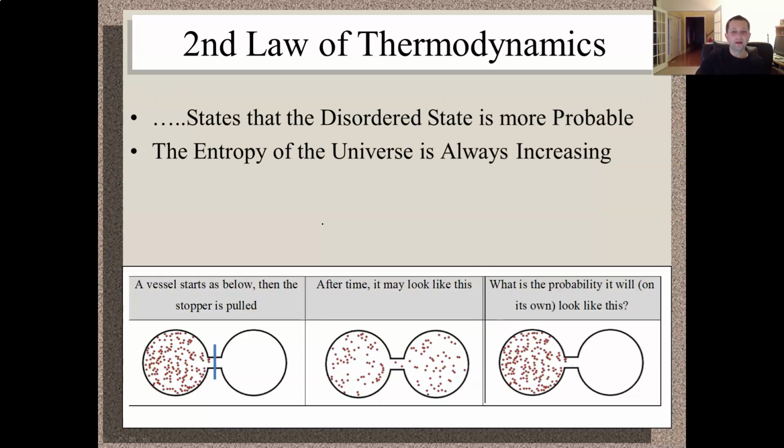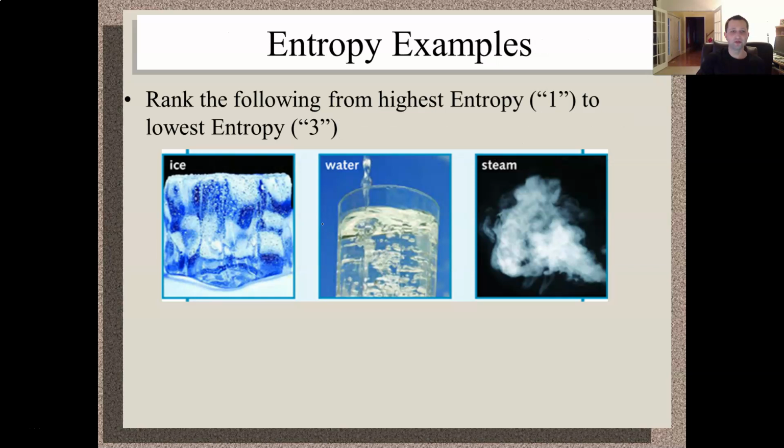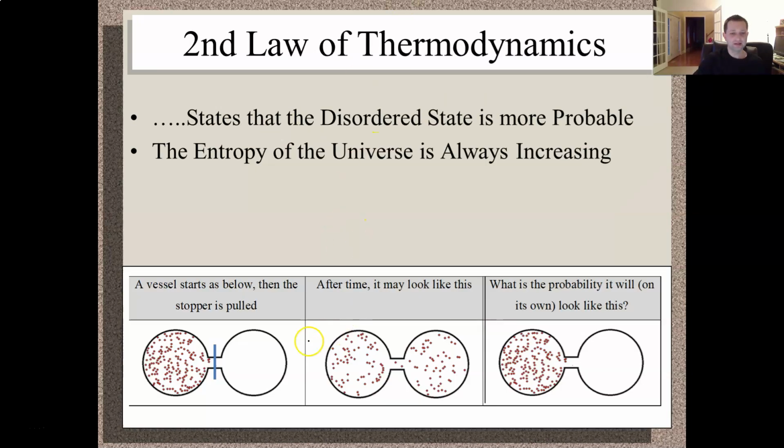So the entropy of the universe is always increasing. Okay, so we're always increasing the amount of disorder in the universe. You can see an example of that here on the bottom of the screen, and it matches up with your note sheet. We have a vessel on the left where you have a gas substance, and then there's a stopper here in the middle.